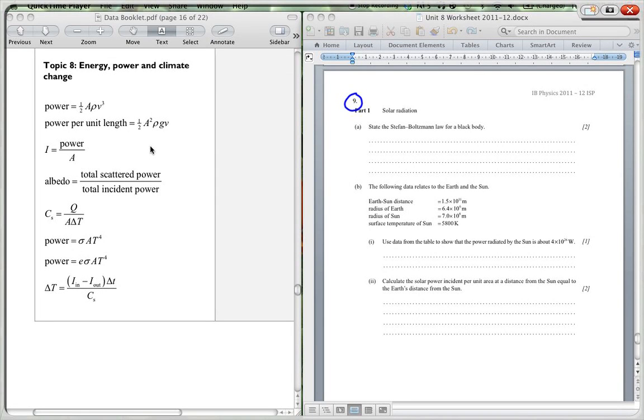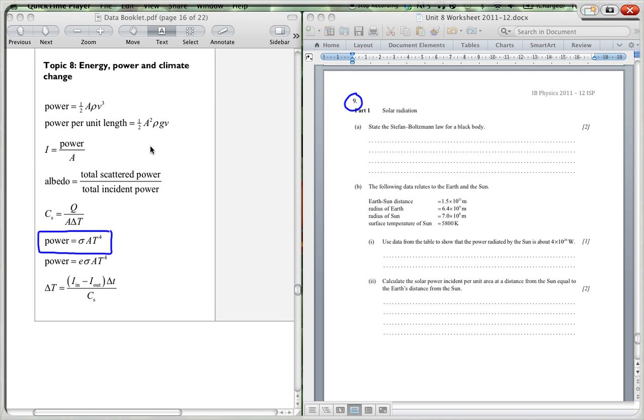Question 9. This is looking at solar radiation. State the Stefan-Boltzmann law for a black body. Now, this over here is the Stefan-Boltzmann law, and it basically is talking about a black body, which is a perfect emitter. It means it emits all the energy from that body.